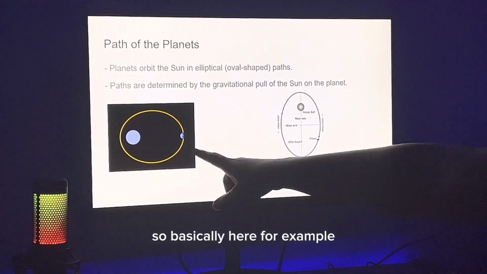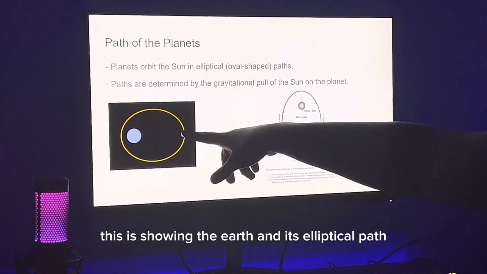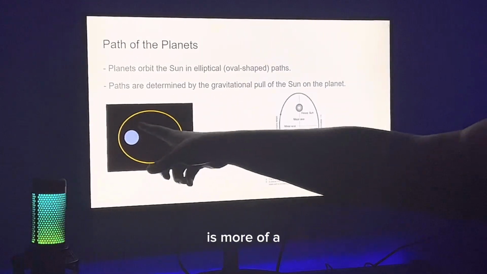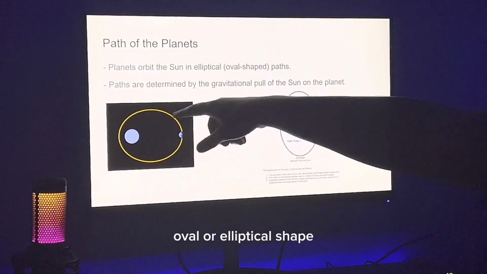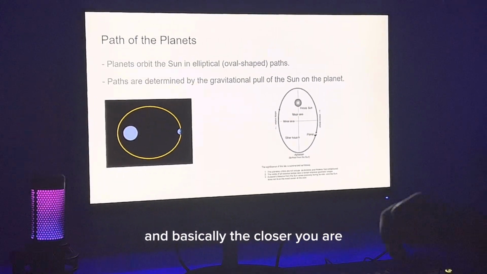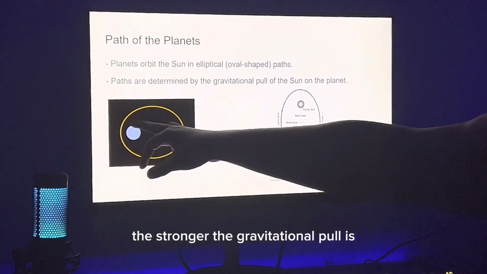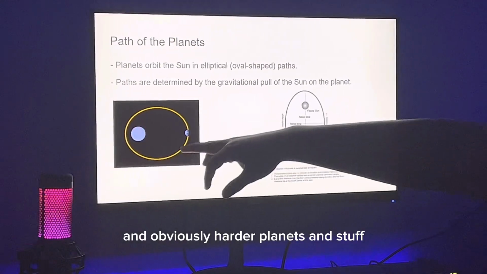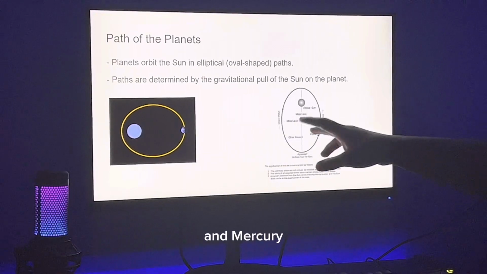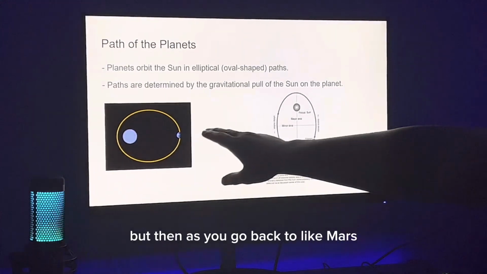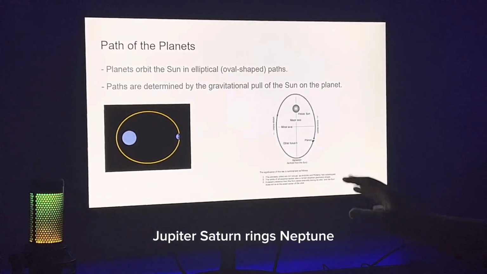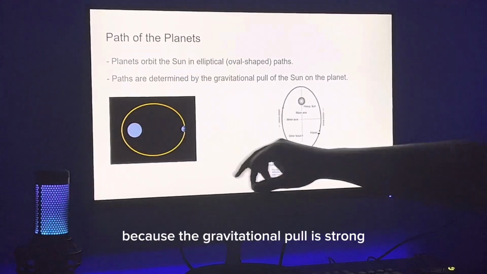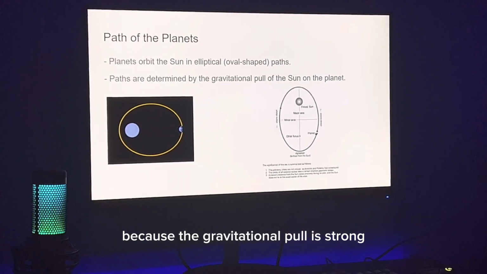So for example, this is showing the Earth in its elliptical path, which is not a perfect circle around the sun. It's more of an oval or elliptical shape, and basically the closer you are, the stronger the gravitational pull is, which will pull you closer, and obviously the planets are hotter, like Venus and Mercury. But then as you go further back to Mars, Jupiter, Saturn, Uranus, and Neptune, it becomes wider elliptical paths away from the sun because the gravitational pull is weaker.